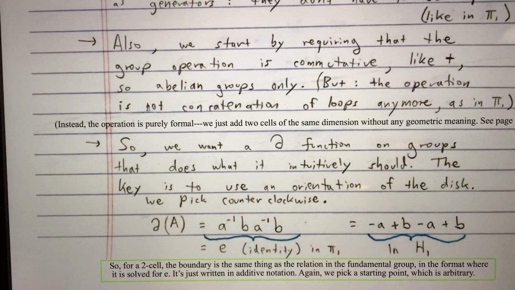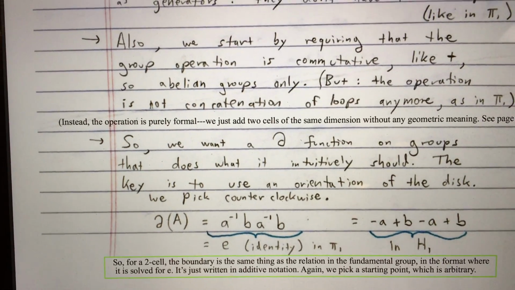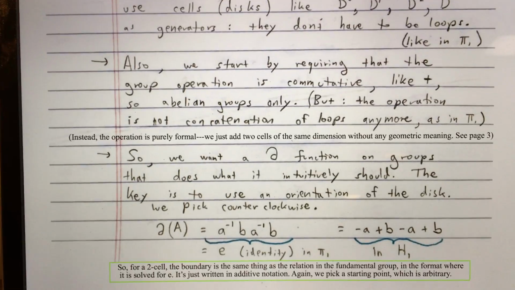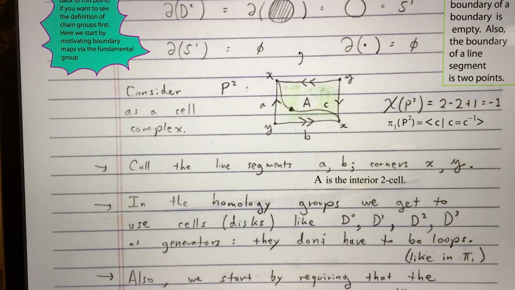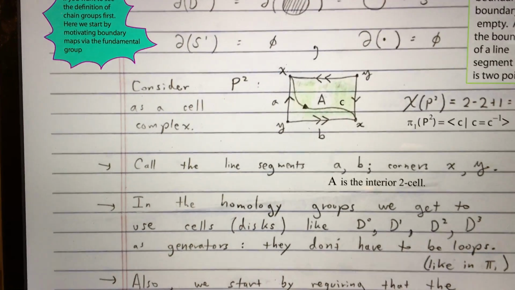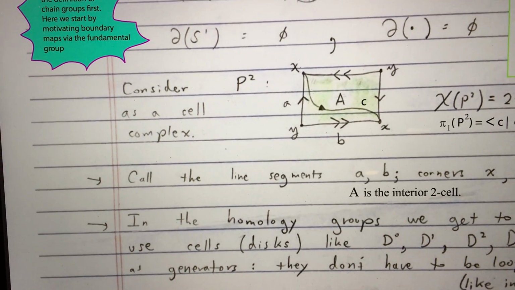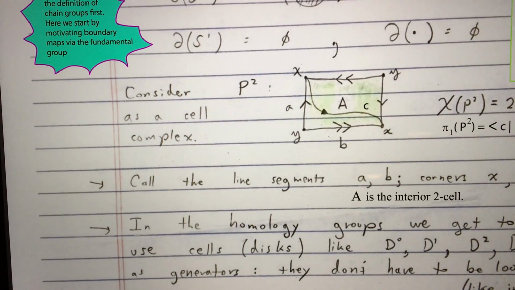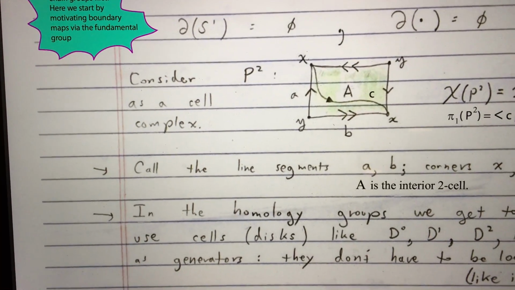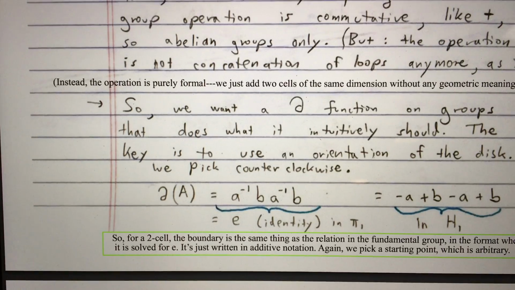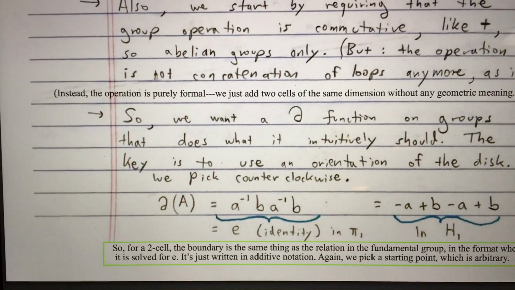Then we'll say the boundary of A, that disk, is A inverse B, A inverse B. So let's see, I can go back and look at the picture real quickly. If I'm saying A inverse B, A inverse B, it looks like I started at X and followed the edge of that 2 disk around all the way back to X. A inverse B, A inverse B, and that's the whole boundary of A. And it is equal to E, the identity, in pi 1.